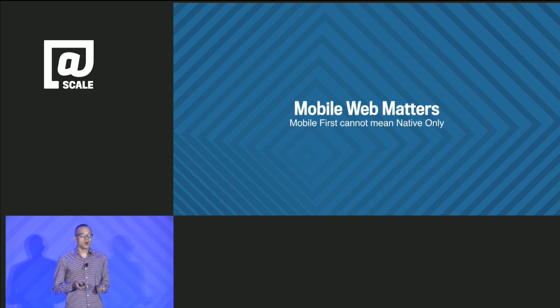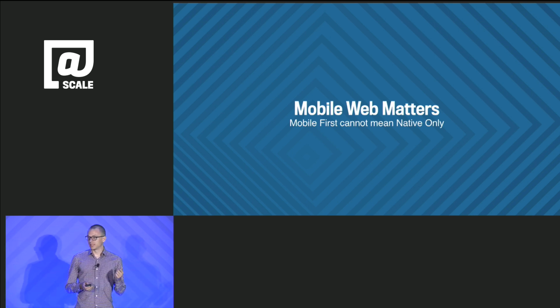But the thing is, we still have hundreds of millions of people that are using the mobile web as their primary means to access Facebook. And so this means that if we want to have a mobile-first strategy, we can't be native only. We have to be where people want to be using Facebook, and this means browsers are going to be a key part of this strategy.